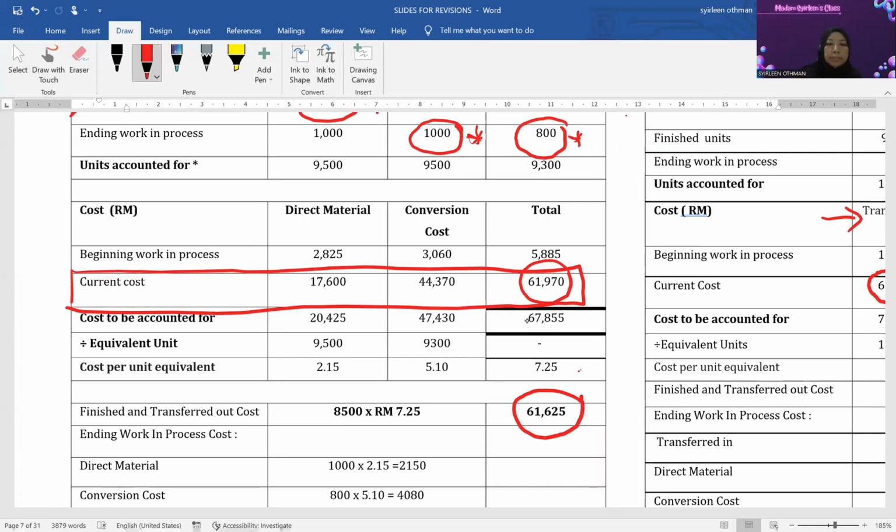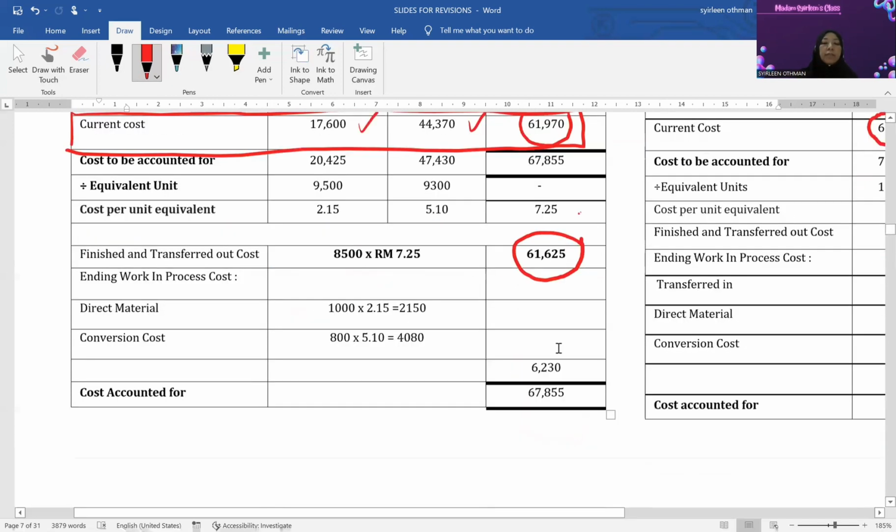You have your direct material and you have your conversion cost. Tapi conversion cost ni consists of two elements. So saya kena segregate kan. So itu saya guna maklumat yang ada dalam soalan tadi, which is 60% is your direct labor. So kita akan segregate lah. 44,370 saya akan bahagi kepada dua. 60% is direct labor. The balance of it, which is 40%, will be the manufacturing overhead.